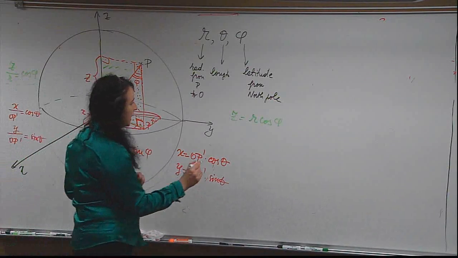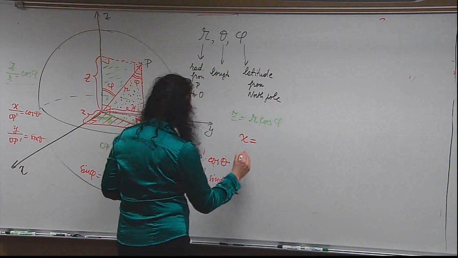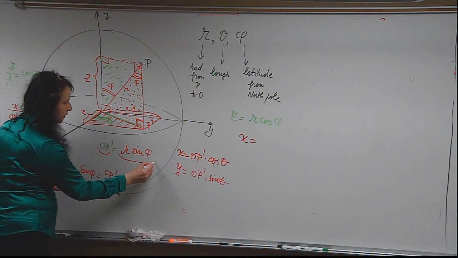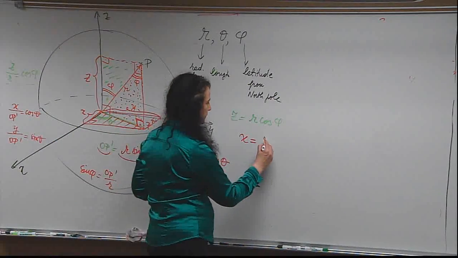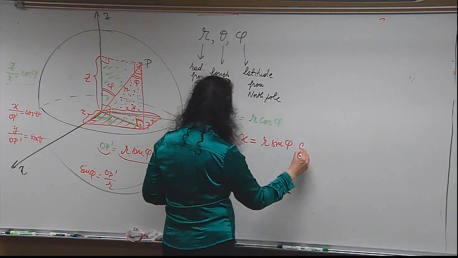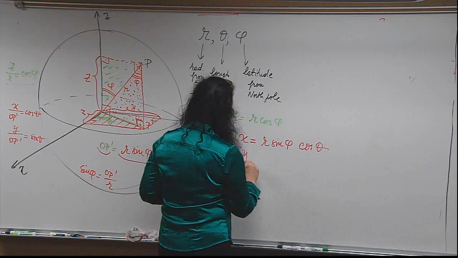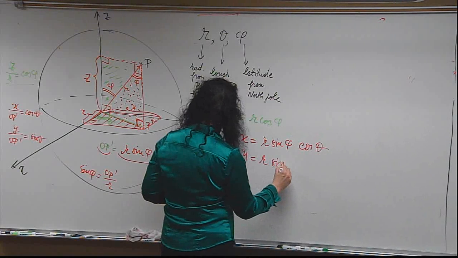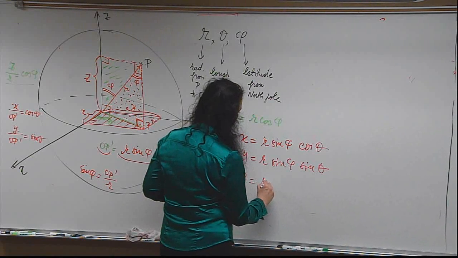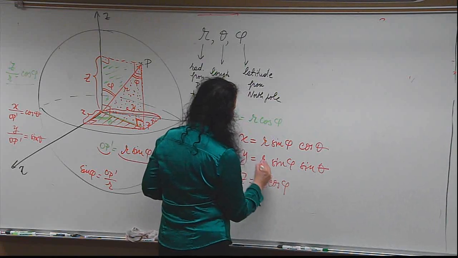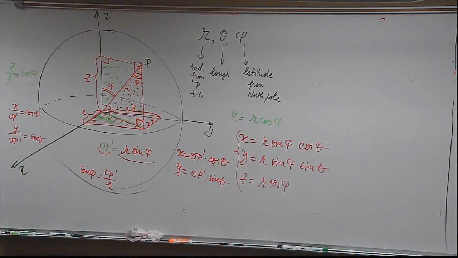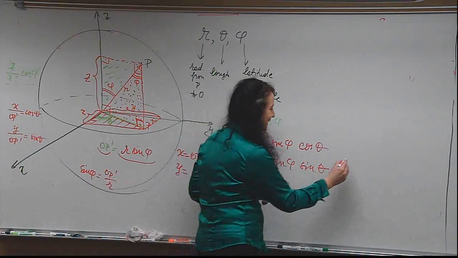And that's why I have those. Good, so can I write X and Y? X will be, now comes a little bit of headache. OP prime is R sine phi, so X equals R sine phi cosine theta. Y equals R sine phi sine theta. And Z equals R cosine phi. Good. These are the famous spherical coordinates.